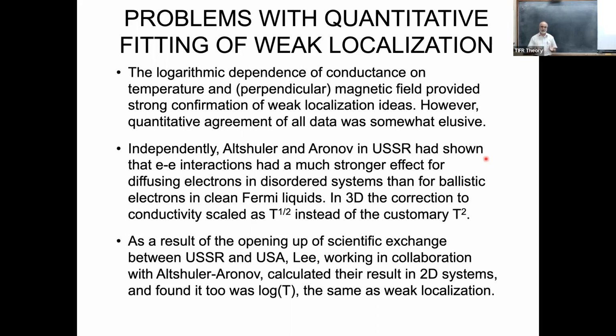And there's actually a very simple physical picture for that. In clean metals, electrons are going ballistically. In a disordered material, they go diffusively, which means they hang around someplace quite often. You know, they go back and scatter, etc., which means that they feel each other much more.